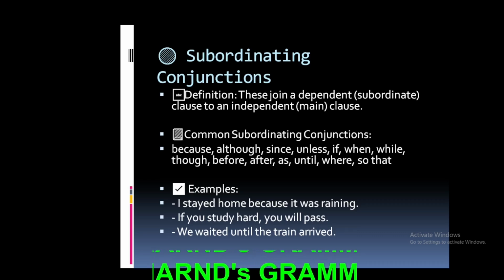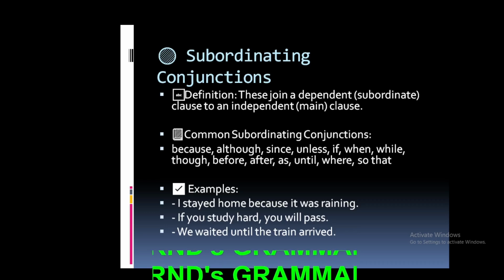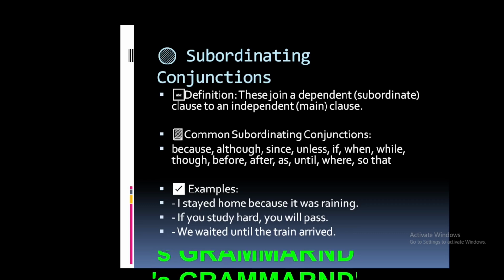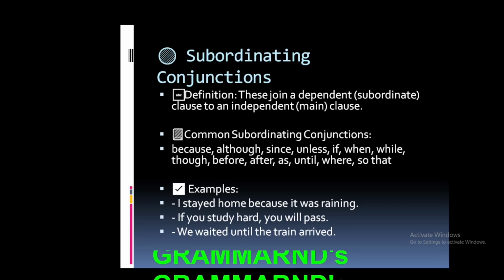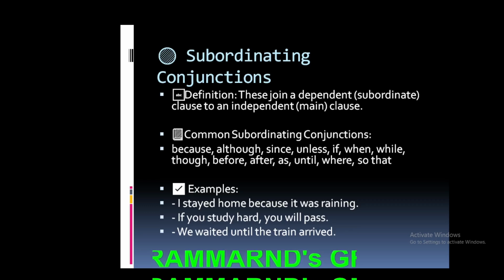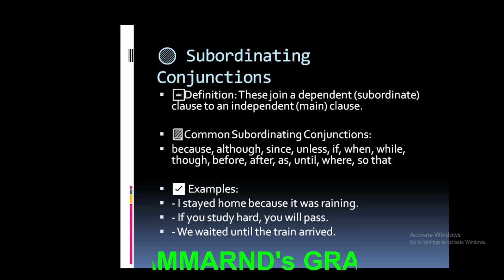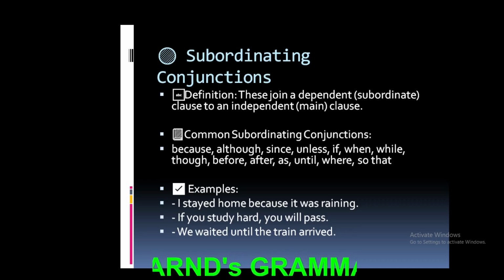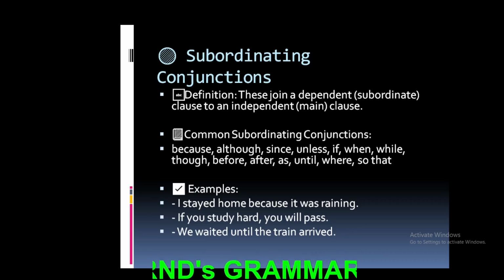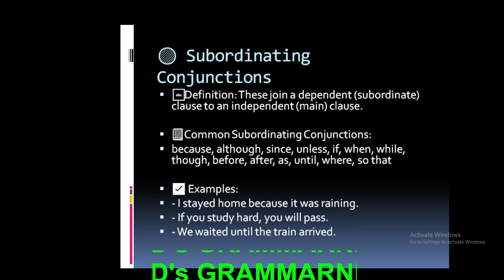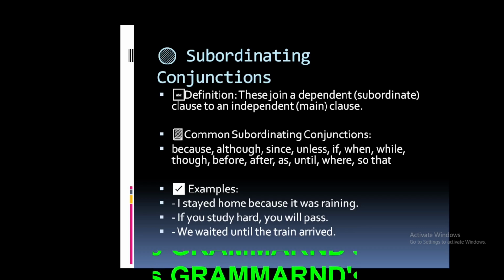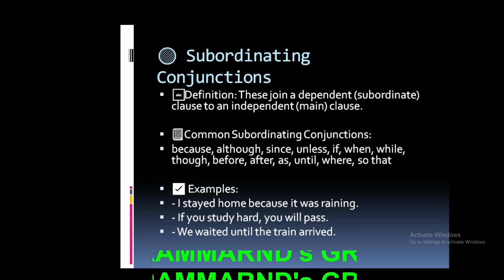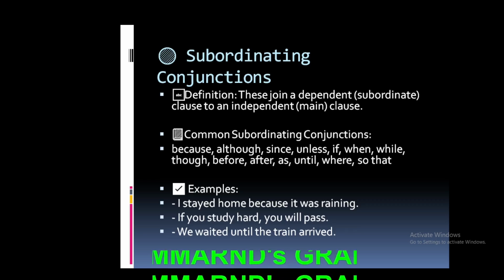I stayed home because it was raining. I stayed home is the main clause, and because it was raining is the subordinate clause or dependent clause, and because is the subordinating conjunction. Students, always remember that a subordinate clause always begins with a subordinating conjunction.